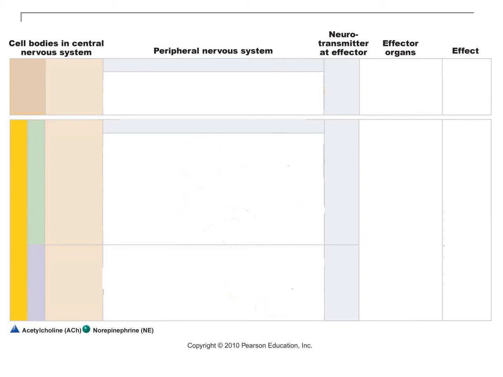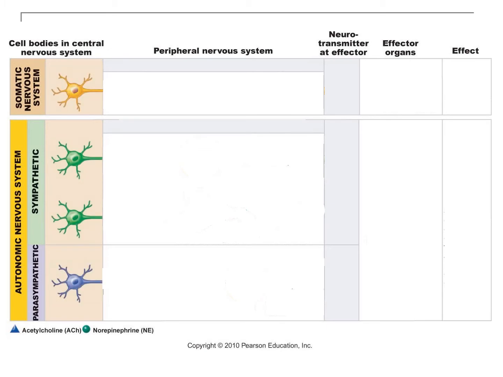So let's do a little bit more detailed comparison here. At this top row, we're going to be looking at the somatic nervous system. In this bottom row, we'll be looking at the autonomic nervous system and subdividing it into the sympathetic and the parasympathetic nervous systems. Now, all three of these have one thing in common, and it's that they have cell bodies in the central nervous system, but things start to differ from here.